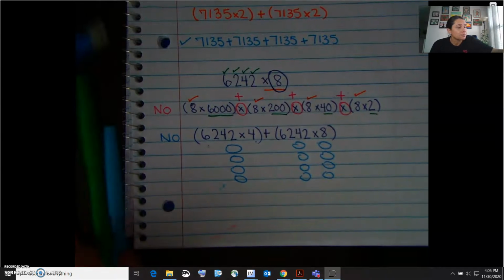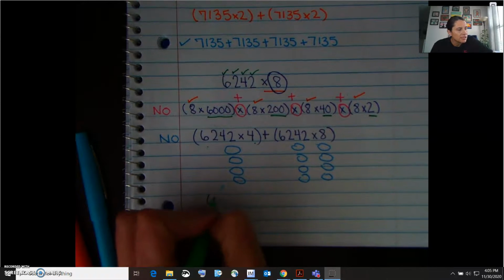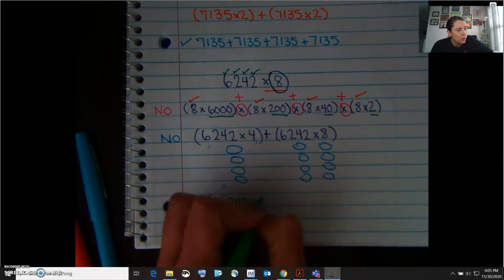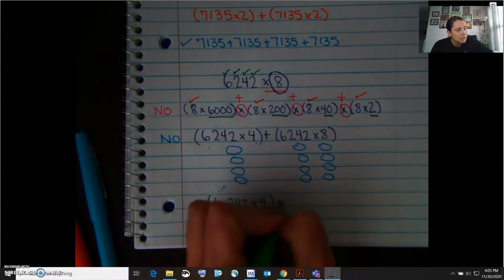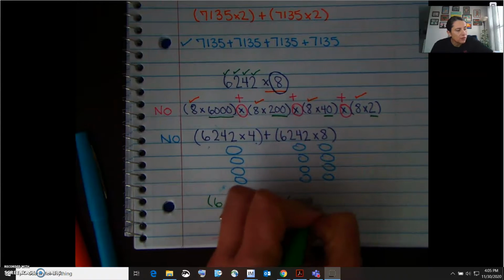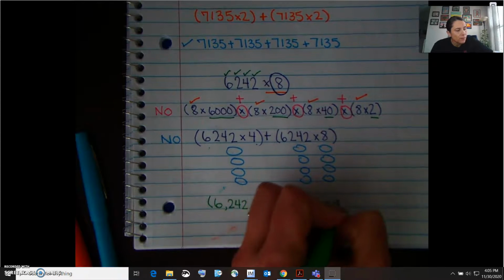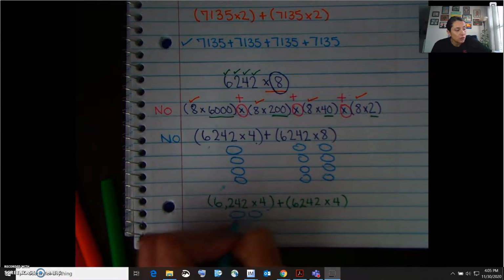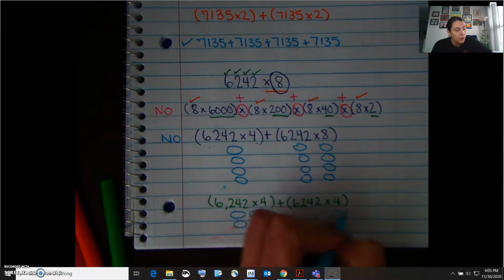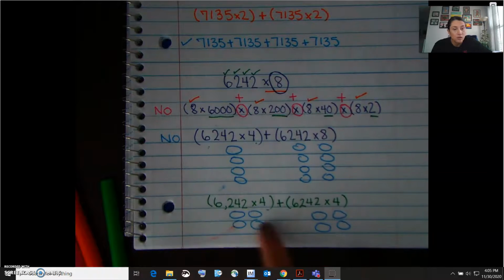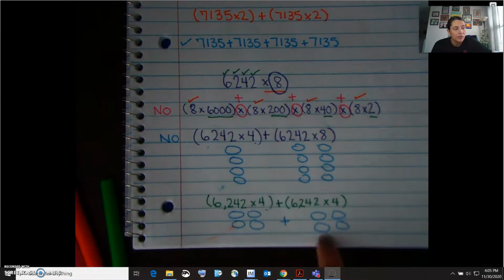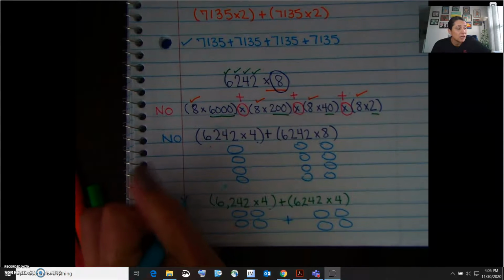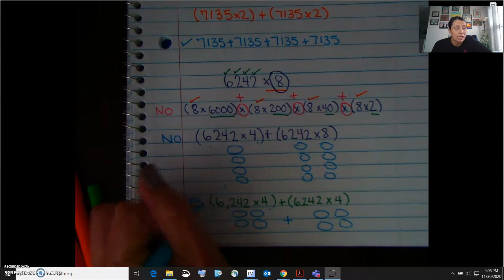So now let's look at another one. Oh, I lost my pen. We've got 6,242 times 4 plus 6,242 times 4. Now let's check our groups. We have 4 groups, so it's 1, 2, 3, 4. We have 4 groups, 1, 2, 3, 4. So together, we add them, they have 8 groups. And how many are we supposed to have? 8. So this would be a yes, that is the same.